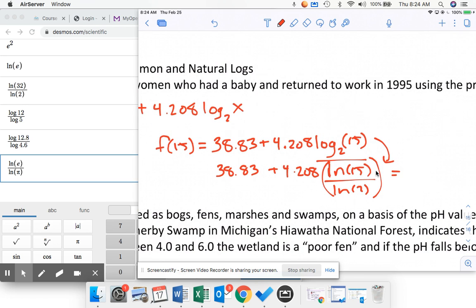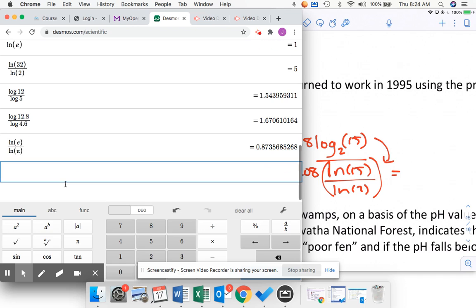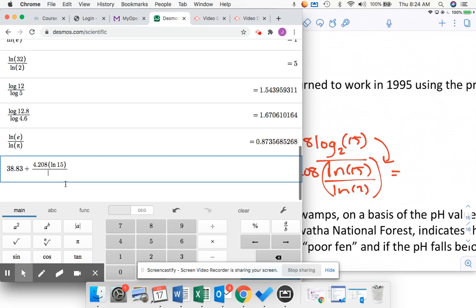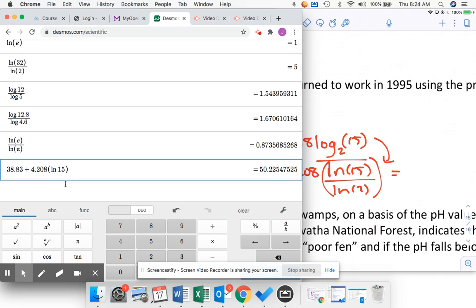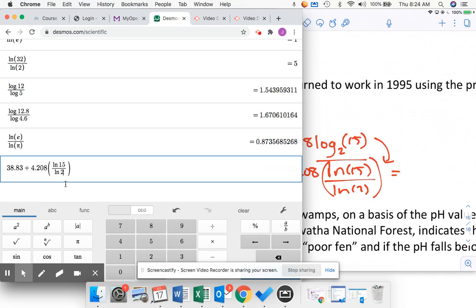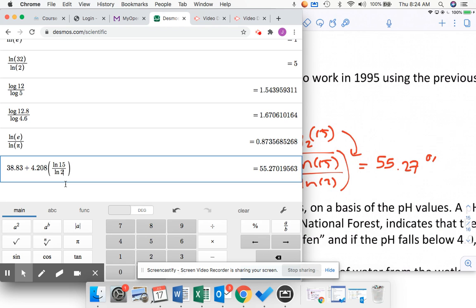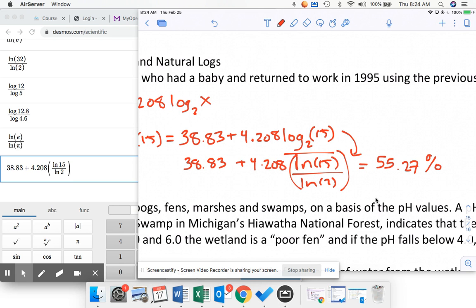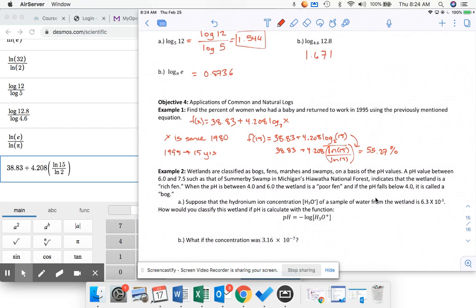This is equal to, we'll go over to the calculator now. The calculator's smart enough to handle the whole thing at one time. 38.83 plus 4.208 times ln of 15 divided by ln of 2. Now that actually would have been the same, but I do want to stick to what my notes are saying. So 55.27% of women in 1995 went back to work right after that. That's kind of cool. I would imagine the number is a little higher right now. Lovely. All right, another example.